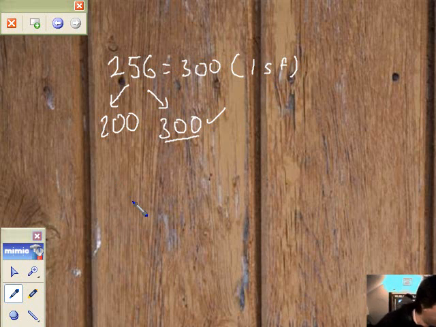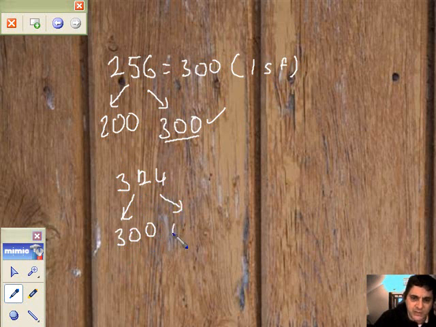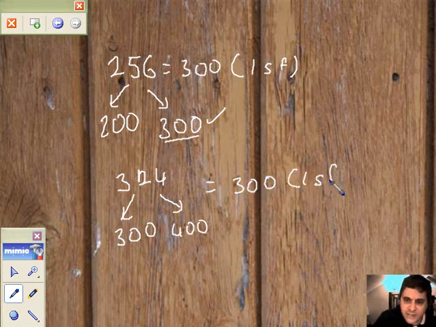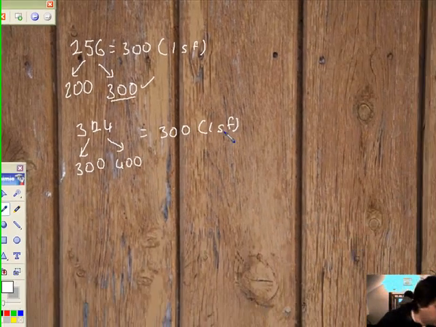Let's try the next one. We've got 324. One significant figure, we can either drop it down to 300 or we can boost it up to 400. Please note we're using one key figure, the 3. 324 is nowhere near 350, so we're not even going to boost it up to 400. So 324 is actually 300 again to one significant figure. Moving on.